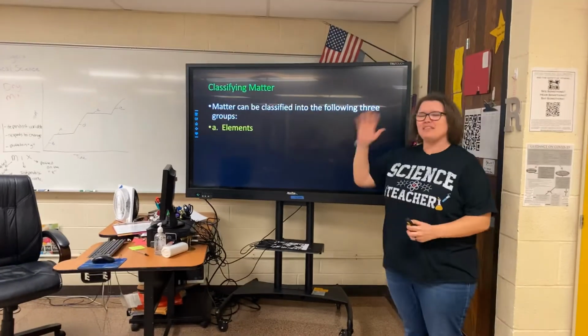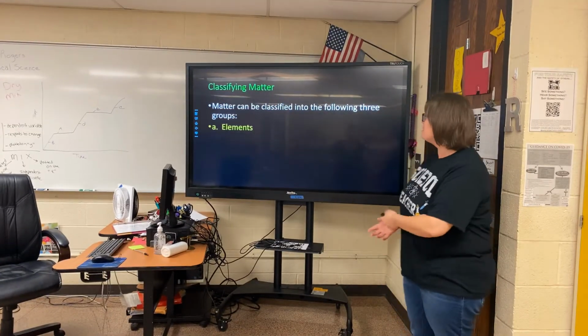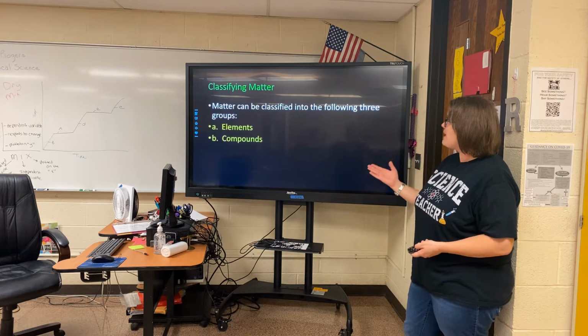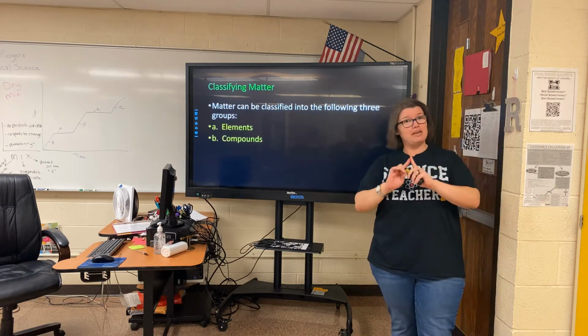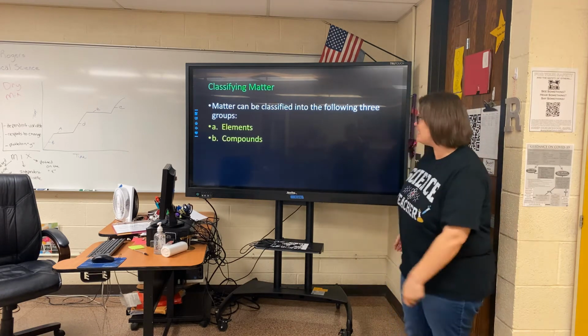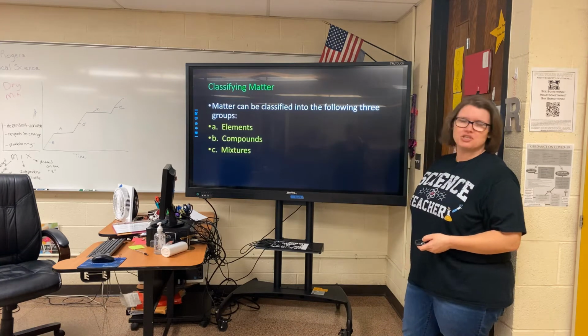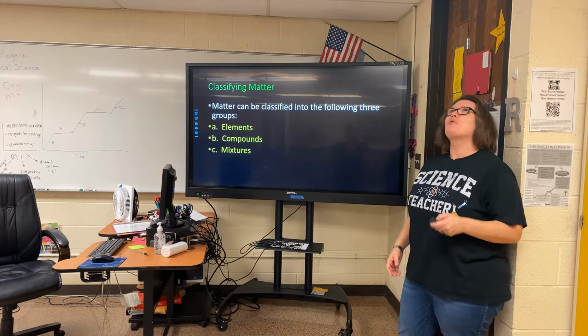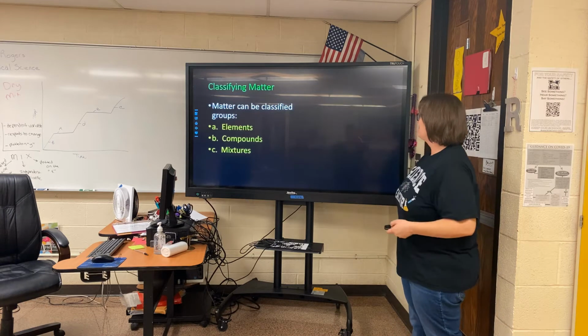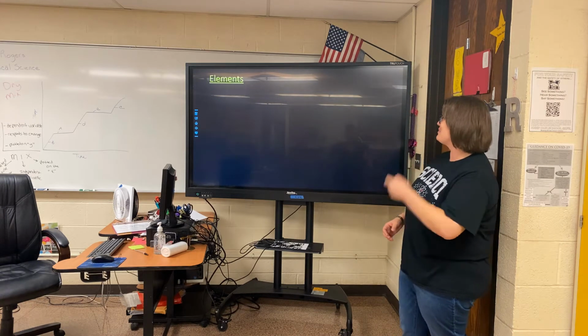That's elements. They're only made up of one type of atom. Now, whenever we talk about compounds, that's a couple of elements put together, at least two or more. But we'll get more into that later. And then mixtures. Mixtures we'll go over quite vividly in just a second. Elements, starting with the old elements.